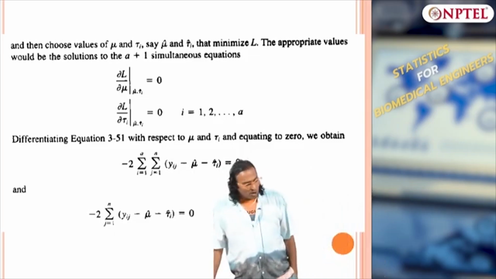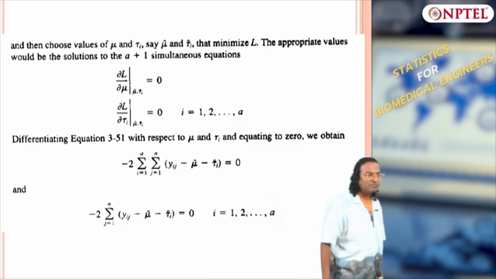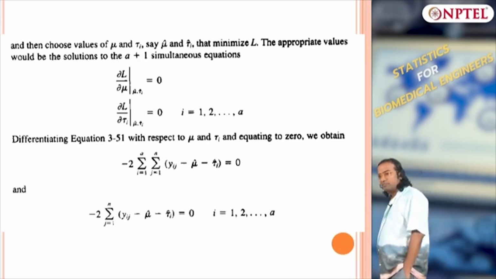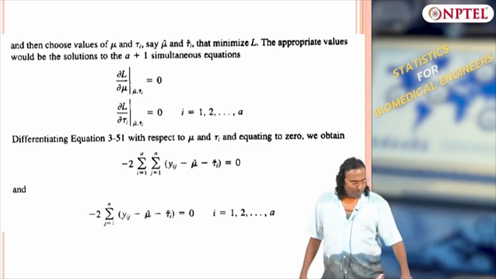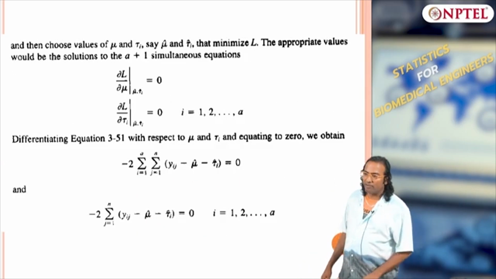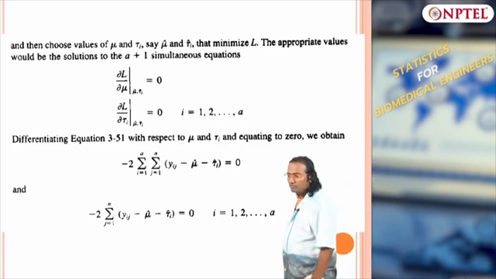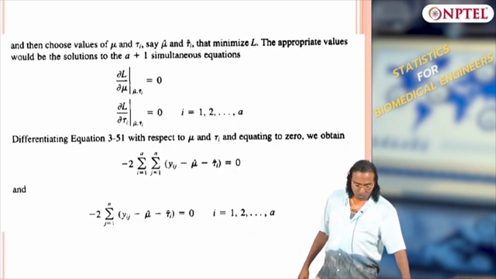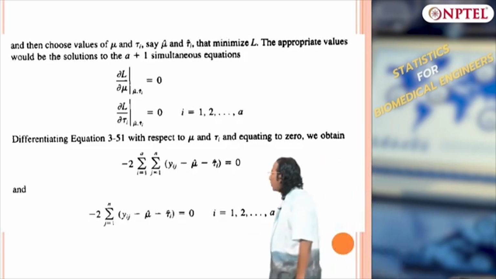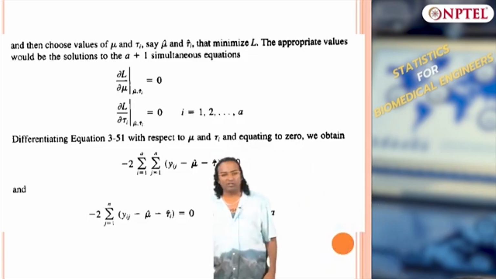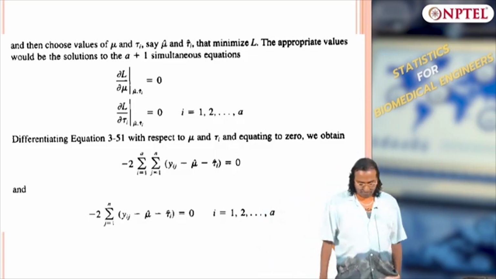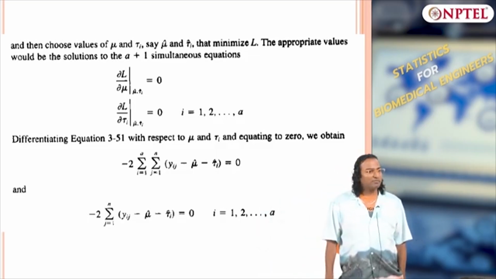But how many equations will I have now? How many equations will I have? When I differentiate, will I get 2 equations, 2 unknowns, or how many equations will I have? This is my loss function, L, okay. Del L by del mu is one equation, one differentiation, and del L by del tau i equals 0 is another. How many equations will I get? How many equations will I have?